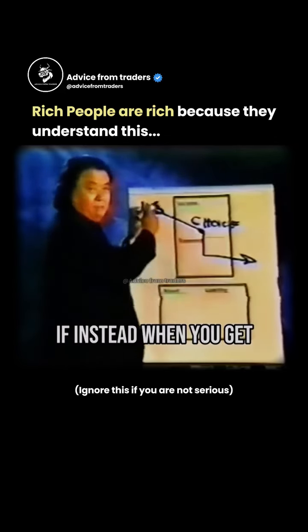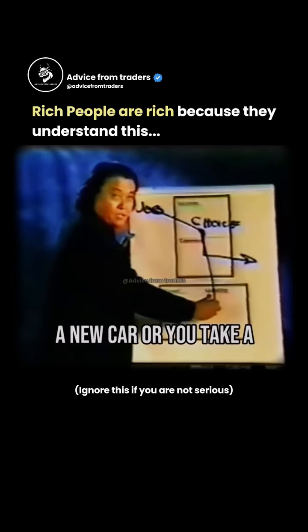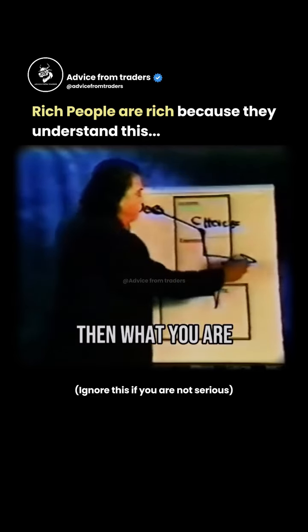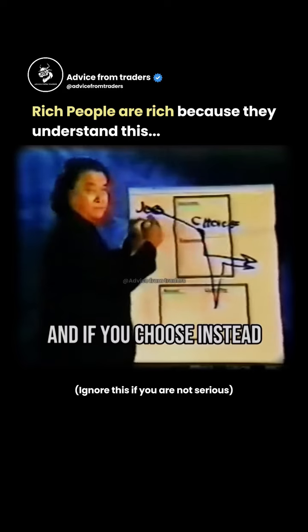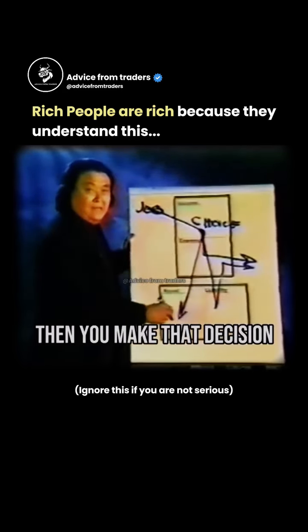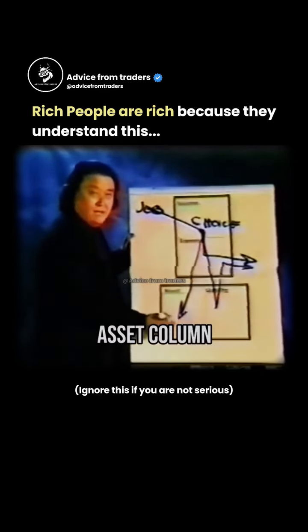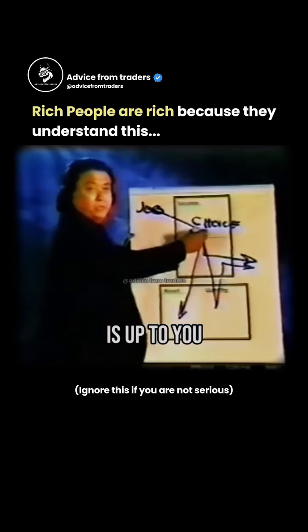If instead, when you get a pay raise or more money, what you do is you go and buy a bigger house, a new car, or you take a vacation on your credit card, then what you are choosing to do then is to be a middle class person. And if you choose, instead, when the money comes in, to put it in the asset column, then at this point, you're choosing to be a rich person. But the choice is up to you, nobody else.